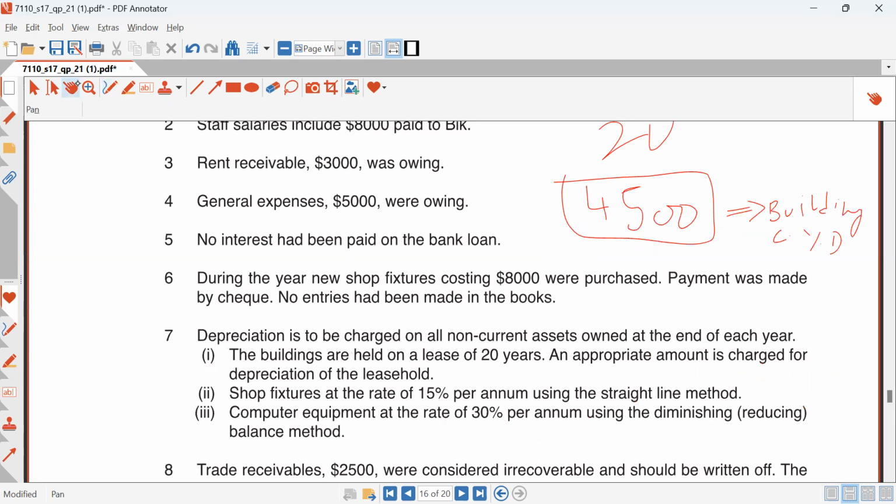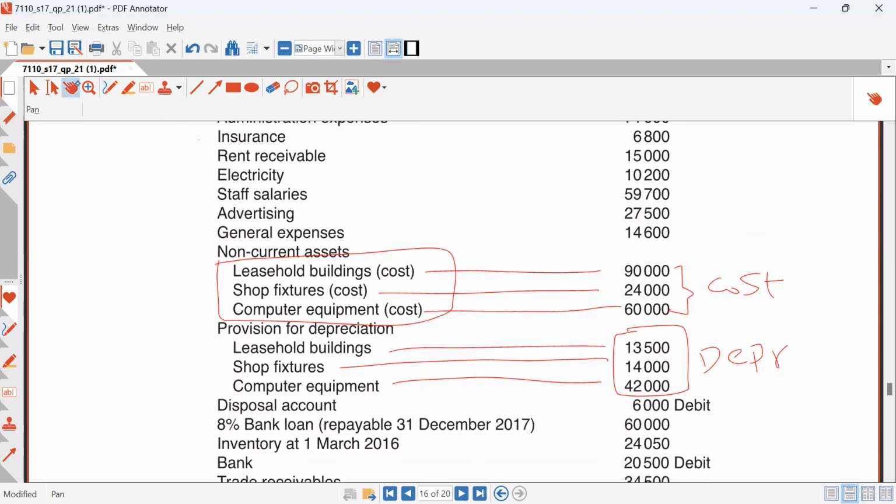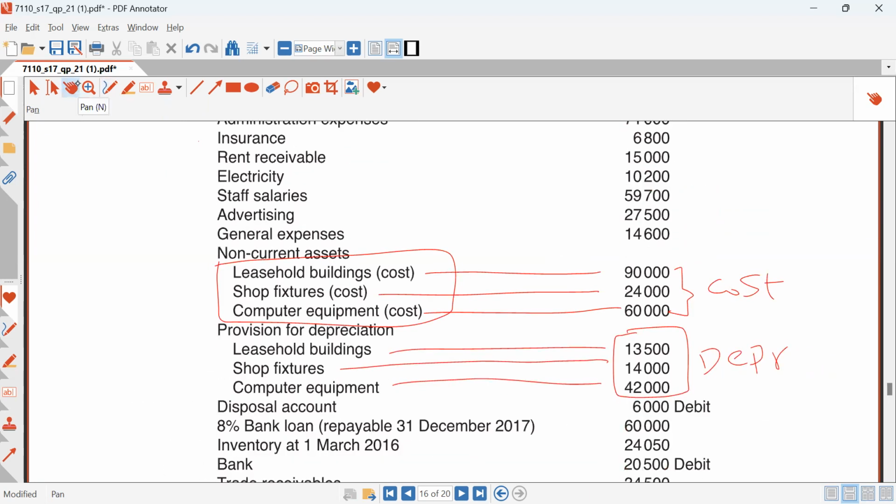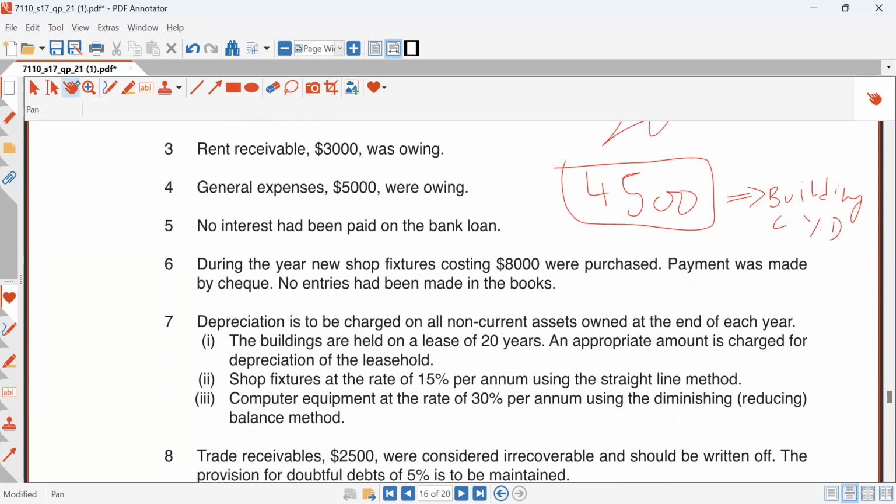Then shop fixtures, 15% per annum. Over here the rate is given, and again it says straight line method. So we simply have to do 15% multiplied by the cost for shop fixtures. 24,000 multiplied by 15%, because the rate of depreciation is given. That gives 3,600. This is the current year depreciation for shop fixtures.